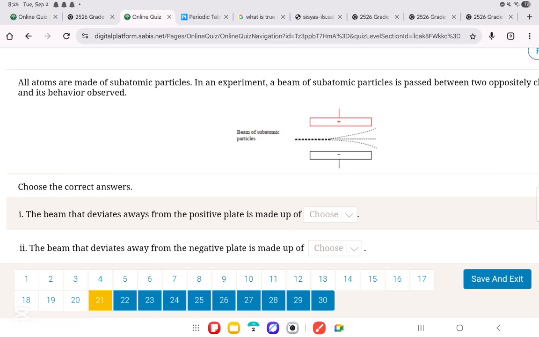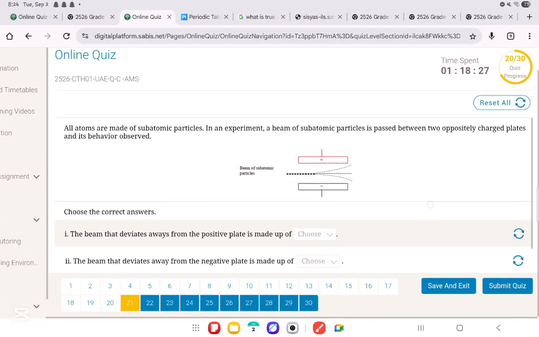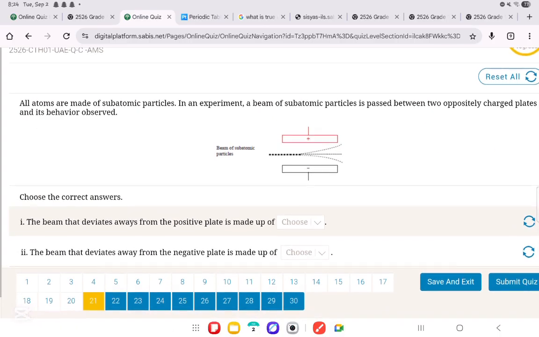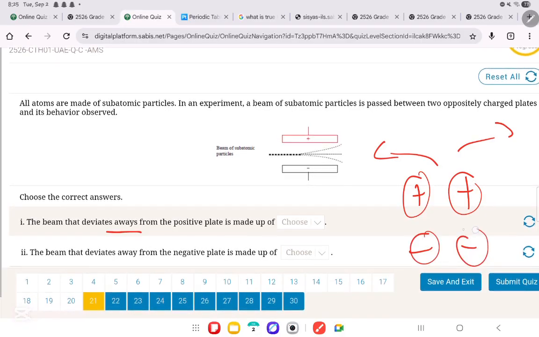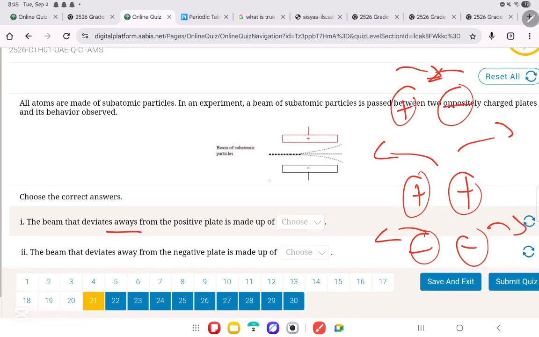All atoms are made of subatomic particles. In an experiment, a beam of subatomic particles is passed between two oppositely charged plates and its behavior observed. The beam that deviates away, okay, here you have to pay attention to the keyword. When it deviates away from the positive plate, okay, we know that two positive will what? Will repel each other. And two negative will what? Will also repel each other. But one positive, one negative, they will attract each other, right? So if they're saying deviates away from the positive plate, that means its charge must also be positive. And which one is positive? The proton.